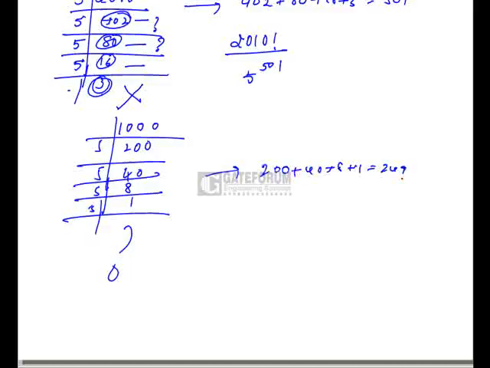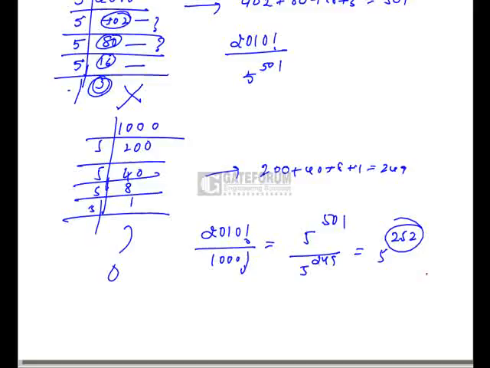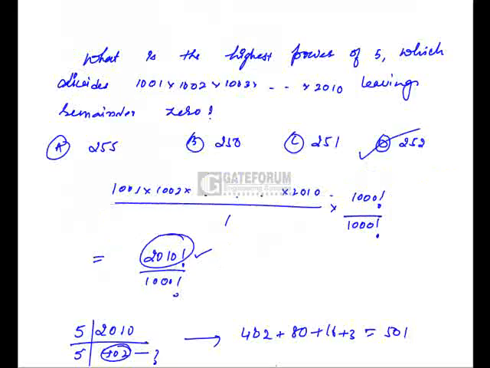which is nothing but 249. Now we need the exponent of 5 in 2010 factorial by 1000 factorial, which is nothing but 5 power 501 by 5 power 249. It is nothing but 5 power 252. So this 252 is the highest power, which is option D.